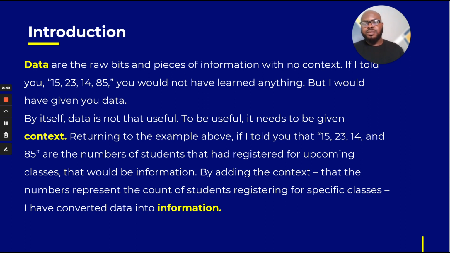So, let's look at the example above. Again, we mentioned 15, 23, 14, and 85. If I told you that 15, 23, 14, and 85 are the number of students that registered for some courses in a class, then that would be information, because I've added context to those numbers. So now you know 15 students registered for this class, 23 students registered for this class, 14 for this class, and 85 for this class. That's putting it in a context. It has converted that raw data to useful information.